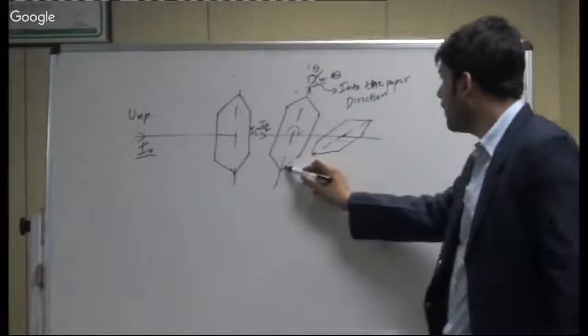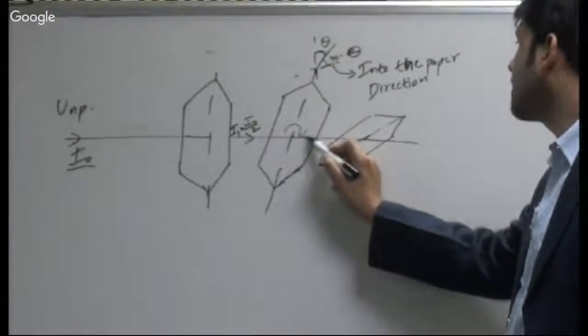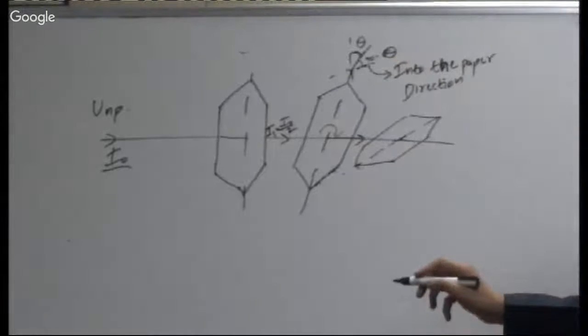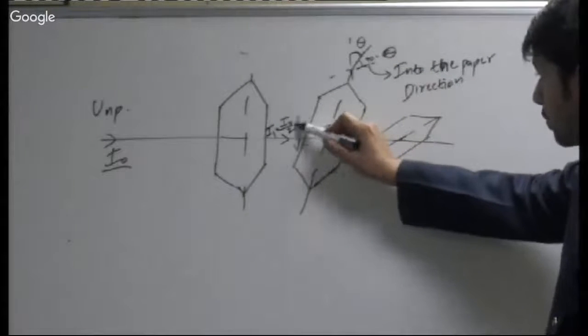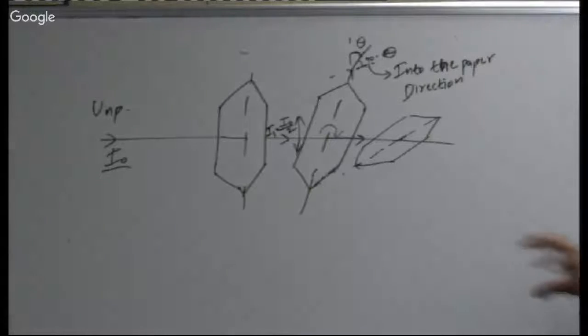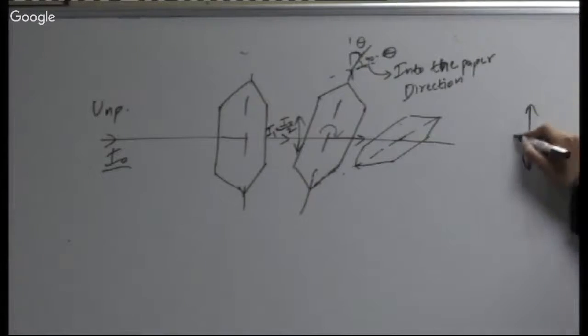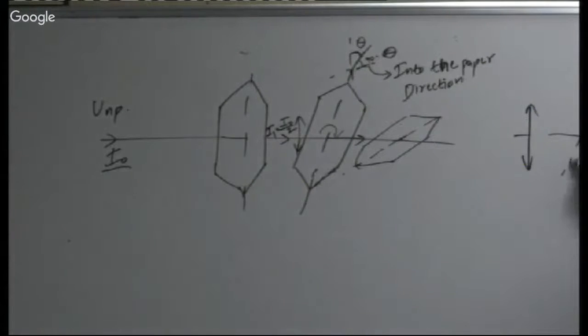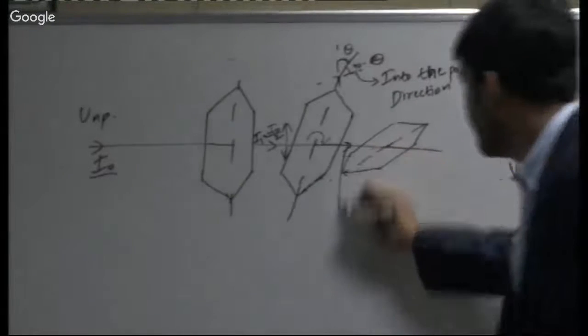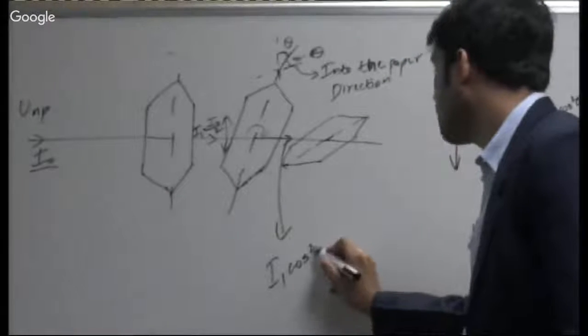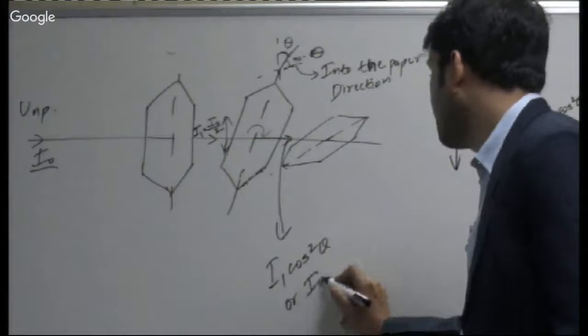Through the second polaroid, the angle is theta. The light here is plane polarized. You know it, right? The light would be plane polarized, and the axes are aligned at an angle theta. The intensity that would come out is I naught by 2 cos square theta. Intensity here would be I1 cos square theta, or I naught by 2 cos square theta.